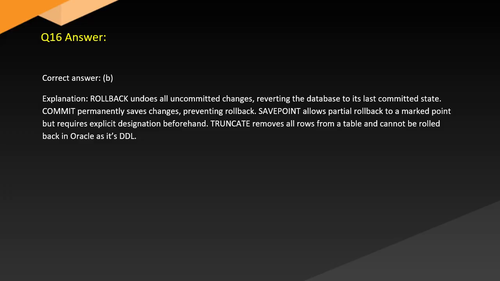Rollback undoes all uncommitted changes, reverting the database to its last committed state. Commit permanently saves changes, preventing rollback. Savepoint allows partial rollback to a marked point but requires explicit designation beforehand. Truncate removes all rows from a table and cannot be rolled back in Oracle as a DDL.